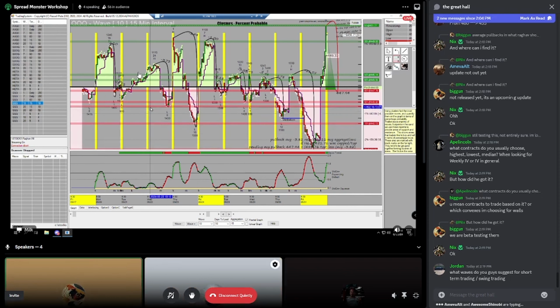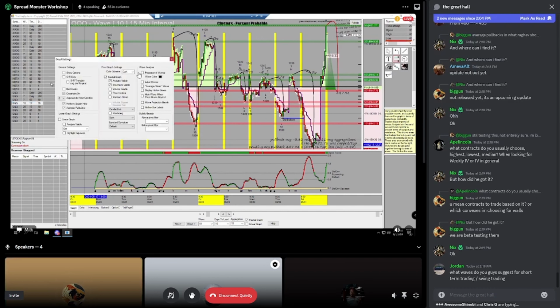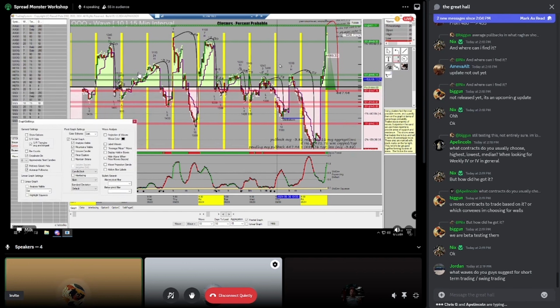Just a quick note that I had on the symmetrical triangles and the average pullbacks. Right now in the current version, the average pullback only shows the transition move from upside to downside with respect to the pivot, and the symmetrical triangle only shows moves transitioning from the downside to the upside.